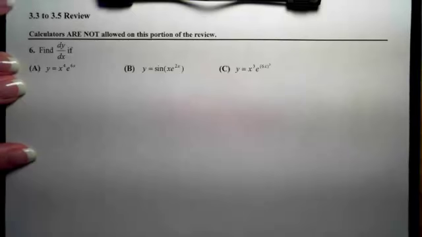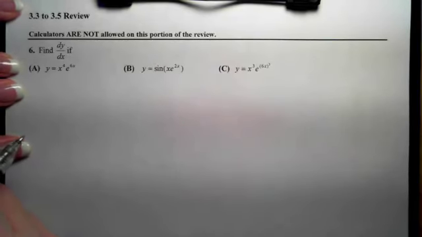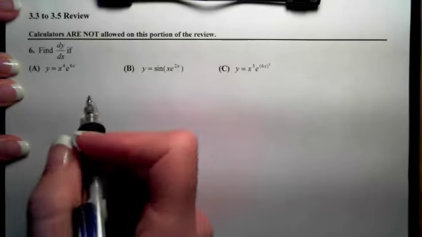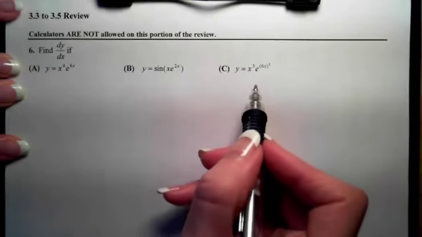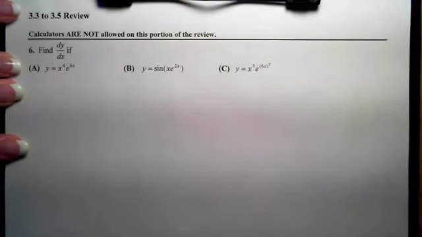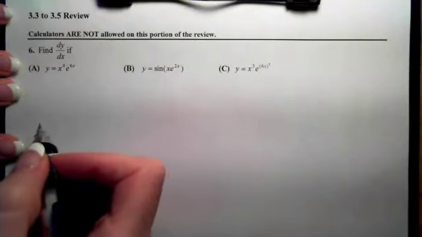This is our last multiple choice without a calculator on the 3.3 to 3.5 review. We are taking the derivative. It will involve a product rule, some chain rule with the product rule, and product rule with chain rules. So we got quite a bit going on with this. We've just got to keep everything straight.